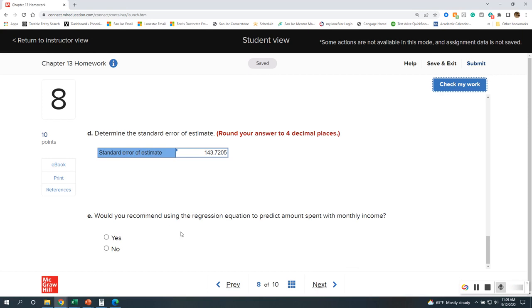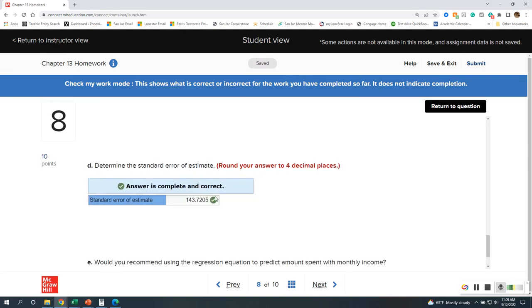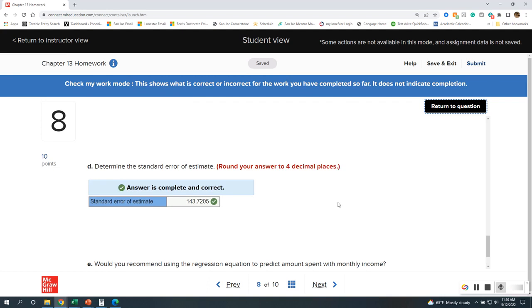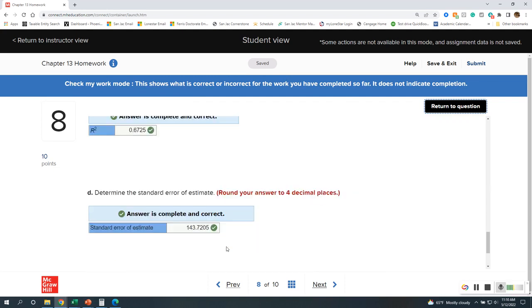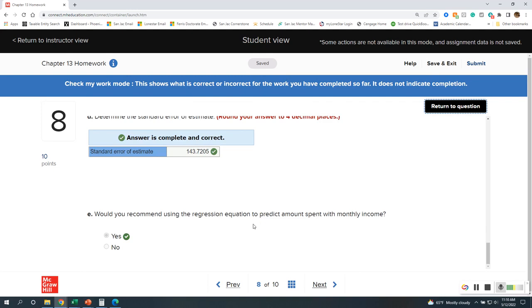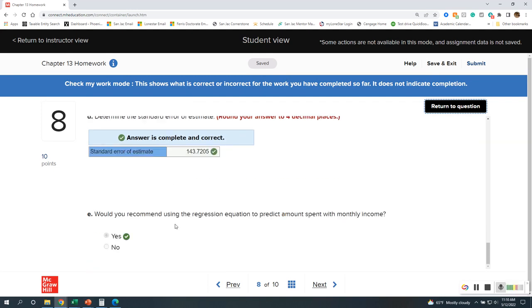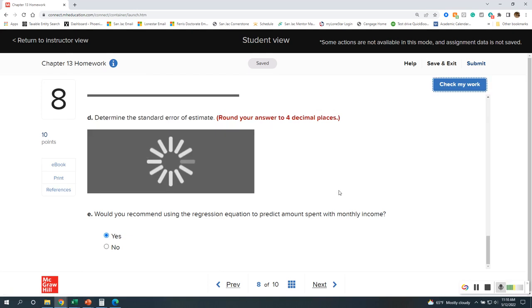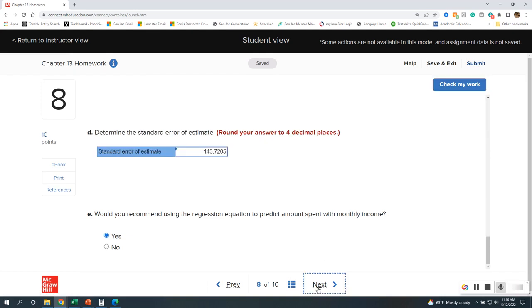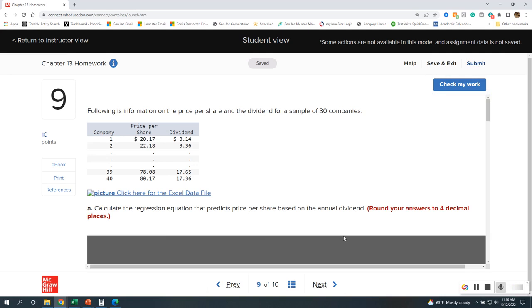Alright, would you recommend using this regression equation to predict the amount spent with monthly income? This is going to be up to y'all. It's either going to be yes or no. If you're going to recommend, because it does have a good, basically a positive, it actually does predict very well. About 67% can be defined. So yeah, that works. Okay, question 9.